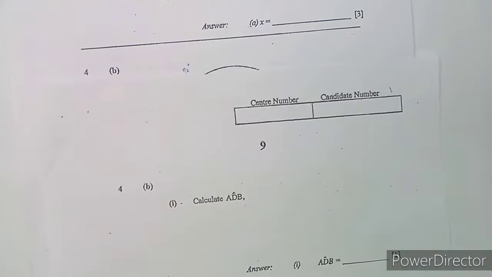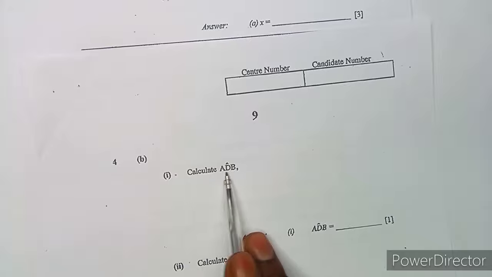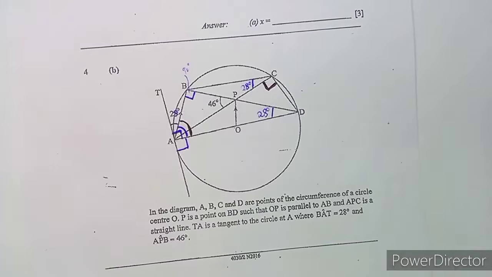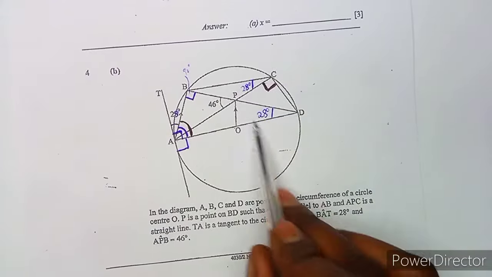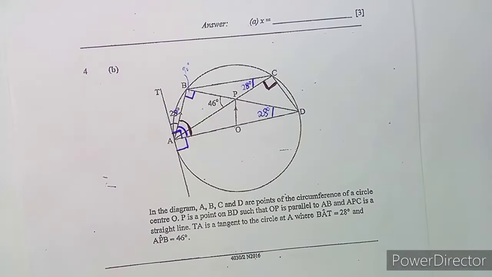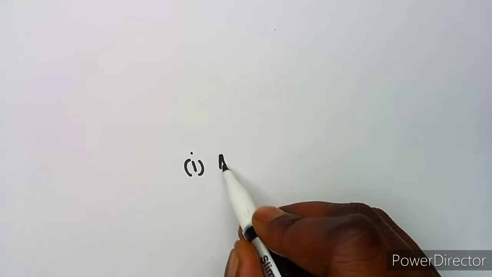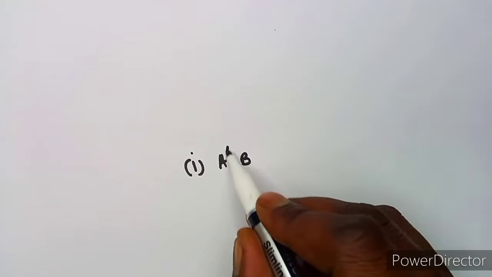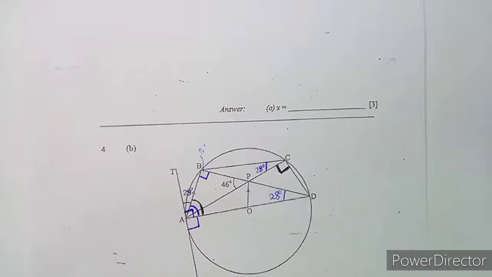Okay, so let's see the first question. Calculate ADB. As you can see, let's locate where we've got our ADB. We have already answered this one. We said it's what? 28 degrees. So that's our item 1 in this case, which is ADB. That is 28 degrees. All right, let's move on.